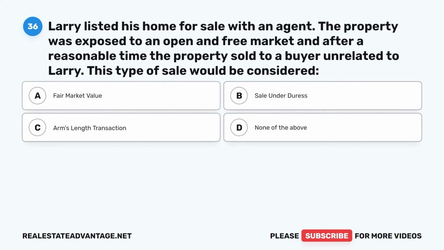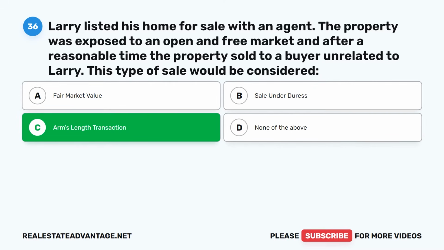Question 36. Larry listed his home for sale with an agent. The property was exposed to an open and free market, and after a reasonable time, the property sold to a buyer unrelated to Larry. This type of sale would be considered A. Fair market value, B. Sale under duress, C. Arm's length transaction, D. None of the above. The correct answer is C.